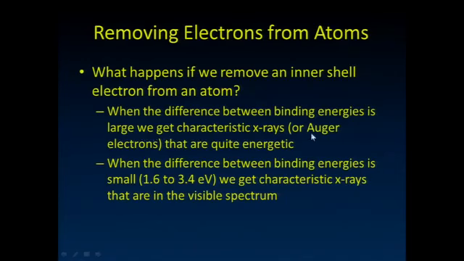So what happens when we remove that inner shell electron? When the difference in binding energy is large, we can get those characteristic X-rays. When the difference is quite small, and this isn't necessarily true for atoms, but sometimes in molecules where some of these electrons are shared between the different atoms in the molecule, the binding energy is even a little lower. The binding energies might be in the few electron volt range.